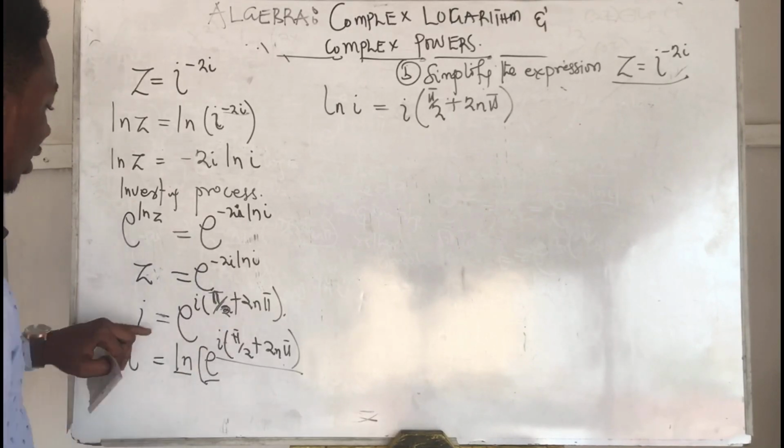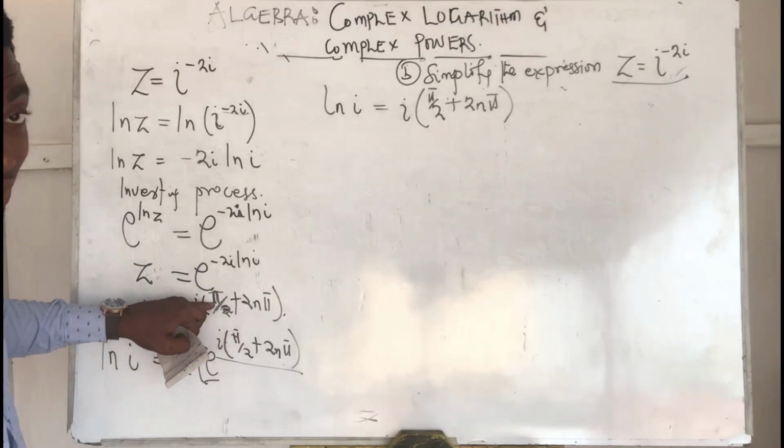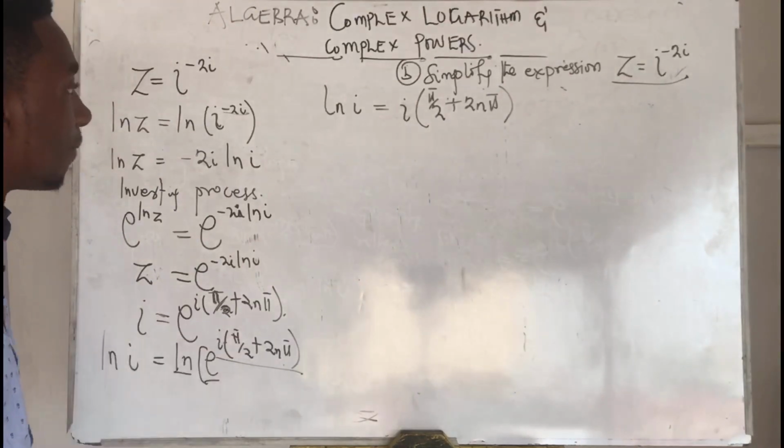Alright, so this is it. Anytime you have ln i, it's equal to i times pi/2. It's not negative, so take note, it's positive.